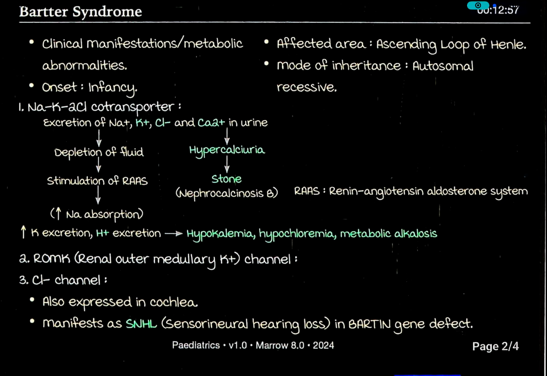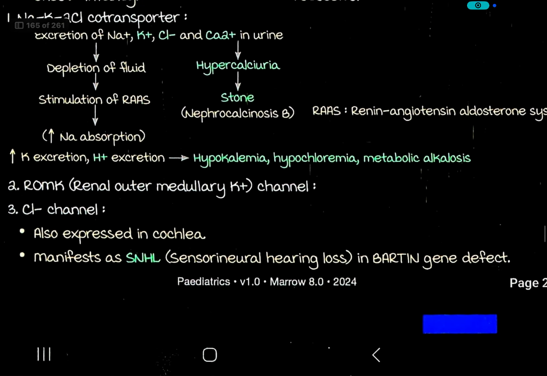Bartter syndrome, clinical manifestation, metabolic abnormalities are seen. Affected area for Bartter's is the ascending limb of loop of Henle. Mode of inheritance is autosomal recessive. The sodium potassium 2 chloride co-transporter is affected, with excretion of sodium, potassium, chloride and calcium in urine. Because of that, there is depletion of fluid, stimulation of the RAS system, and hypercalciuria, stones, nephrocalcinosis. RAS is the renin angiotensin aldosterone system. Increased potassium and hydrogen ion excretion cause hypokalemia, hypochloremia, metabolic alkalosis.